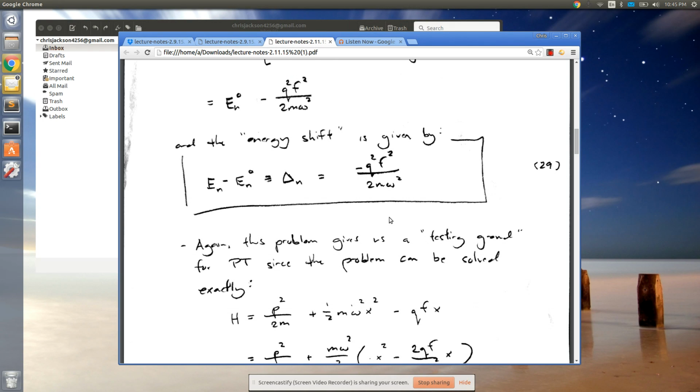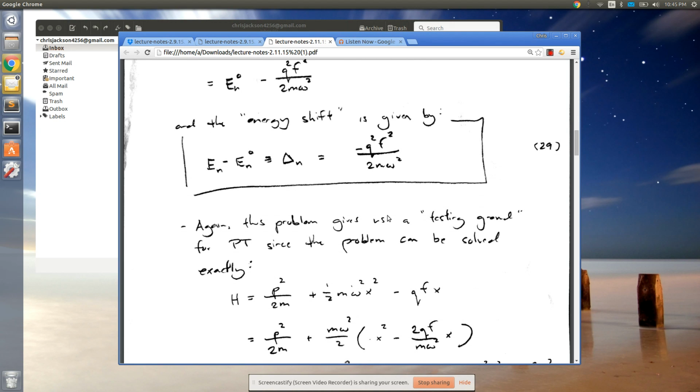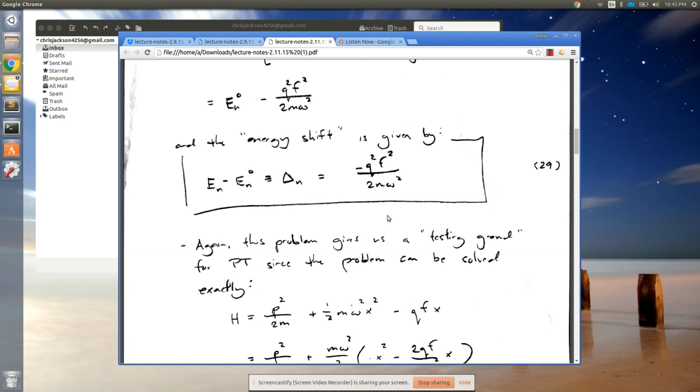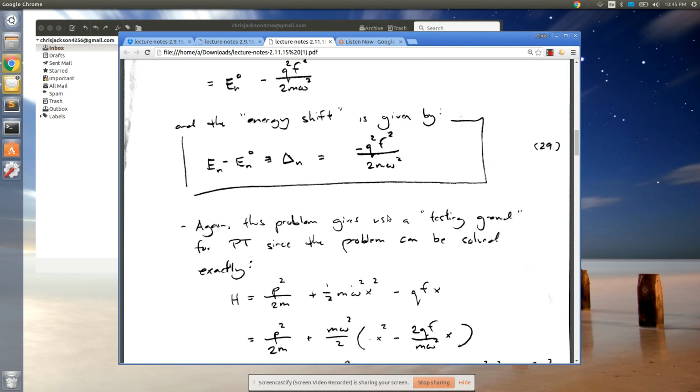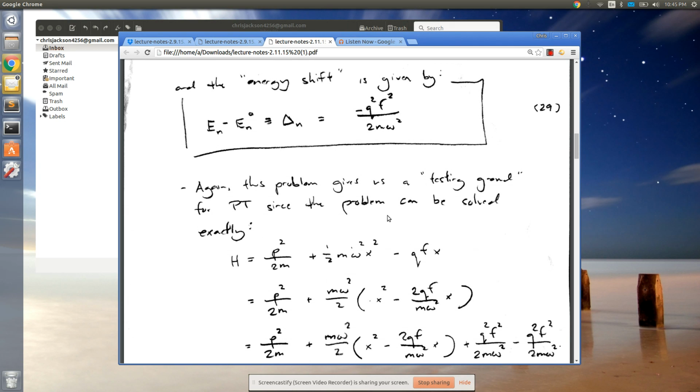So, like I said, we've got the second order energy eigenvalues, and now what I want to do is show you how to solve this problem exactly, because you can solve it exactly, and it'll give us a testing ground. We'll be able to solve it exactly and then expand, and we'll see that the results agree with our perturbation theory results.